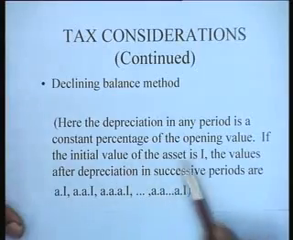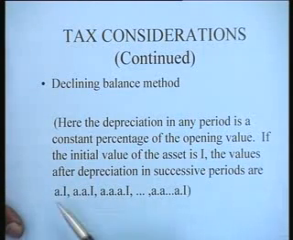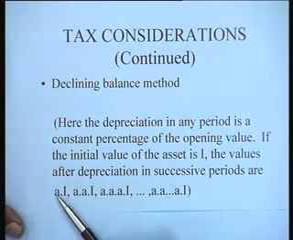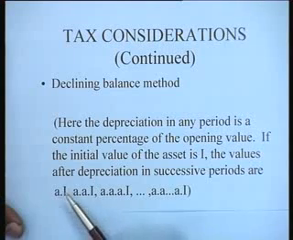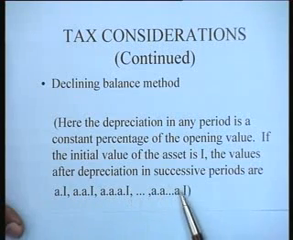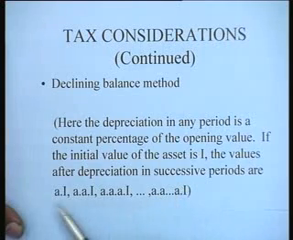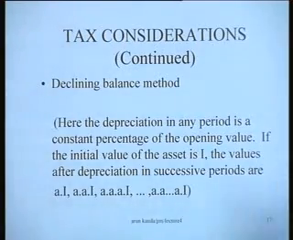Mathematically, if the initial value of the asset is I, and the values after depreciation in successive periods are a fraction A, or alpha, or any constant term, times I: A into I, A square into I, A cube into I, and so on, you will have A to the n into I. So these would be the values after depreciation.